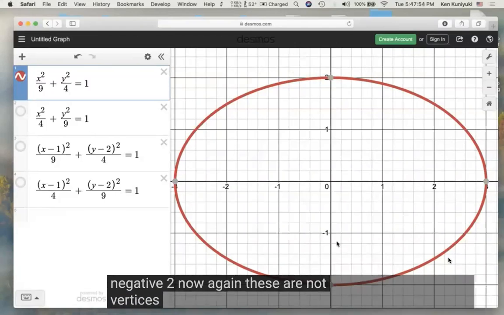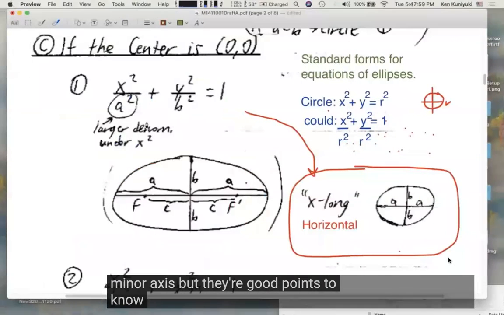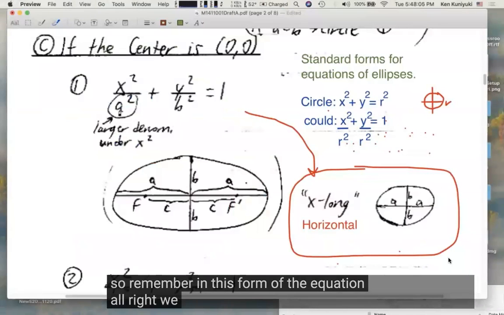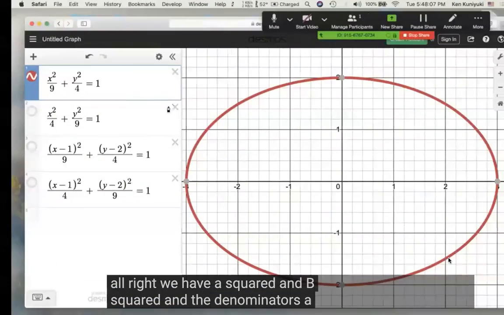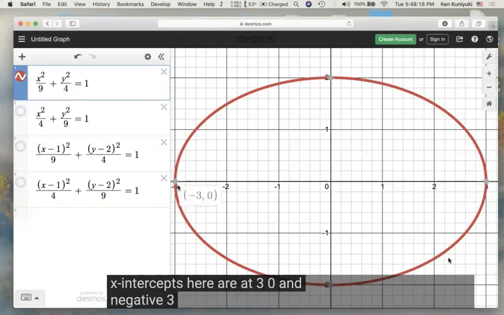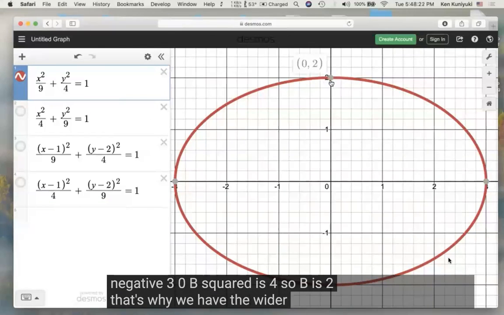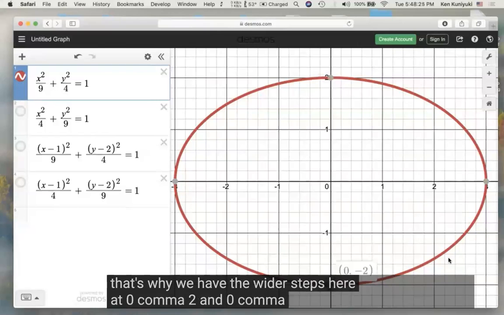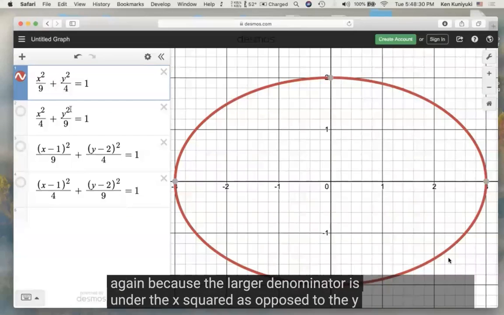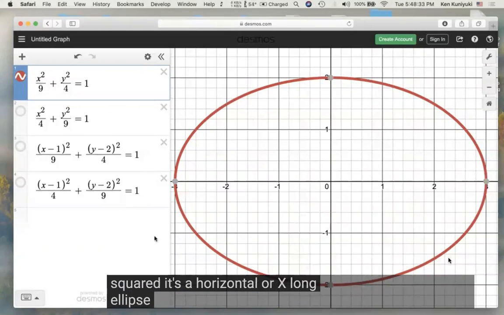Now, these are not vertices. These are endpoints of the minor axis, but they're good points to know. So remember, in this form of the equation, we have a squared and b squared in the denominators. A squared equals 9, so a is 3. That's why the x-intercepts here are at 3, 0 and negative 3, 0. B squared is 4, so b is 2. That's why we have the y-intercepts here at 0, 2 and 0, negative 2. And again, because the larger denominator is under the x squared as opposed to the y squared, it's a horizontal or x-long ellipse.